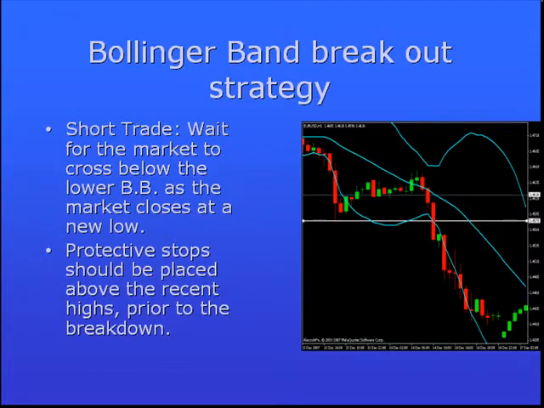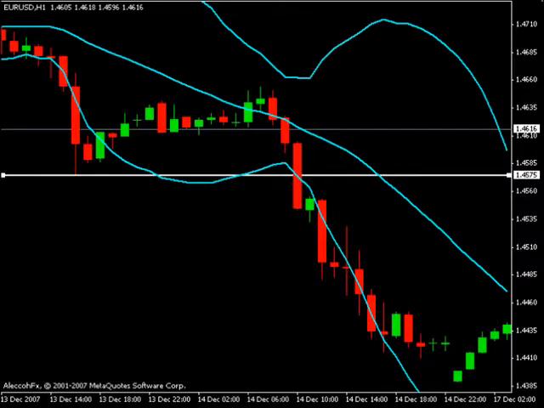To the short side, we should wait for the market to cross below the lower Bollinger Band and at a new significant low. Protective stops should be placed above the recent highs that it achieved just prior to this breakdown. In this case, the market did in fact develop a new trend to the downside, indicated when it closed below the lower Bollinger Band and below a new significant low. Again, protective stops should be placed above the recent highs that were achieved just prior to this breakdown.